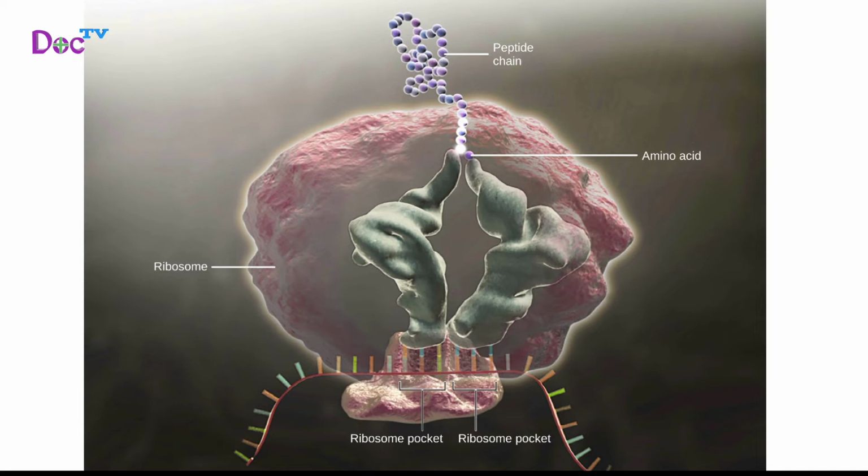To synthesize a protein within the ribosome, a 3-base sequence in the mRNA that codes for a specific amino acid in the protein is called a codon. Each codon specifically codes for one of the 20 amino acids found in the body.